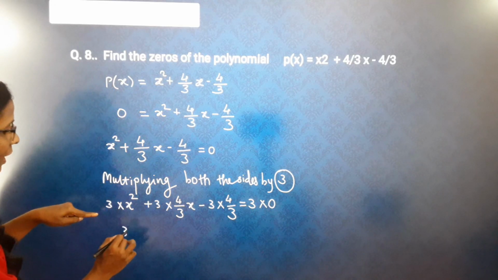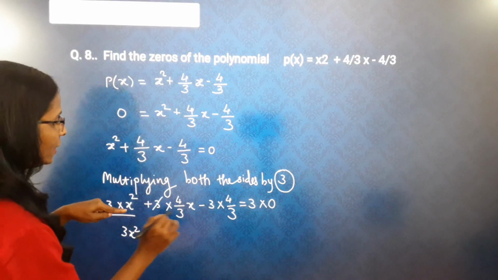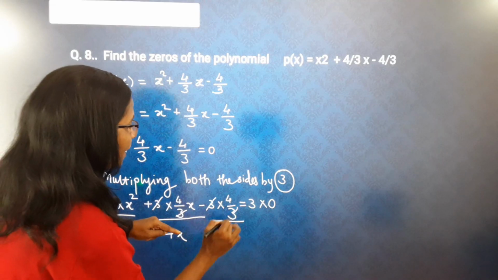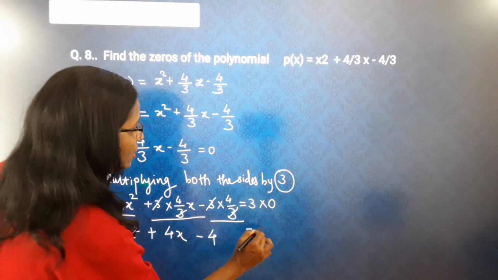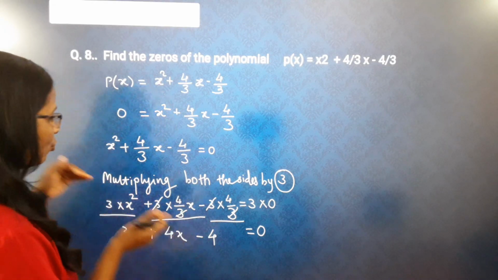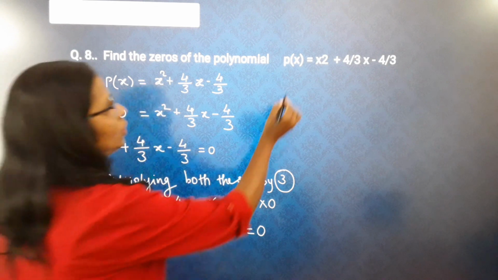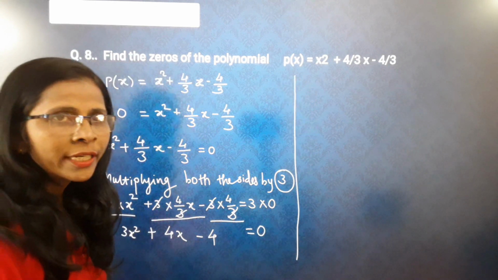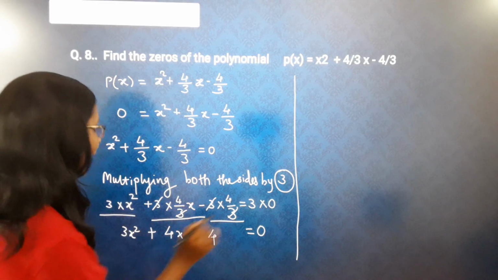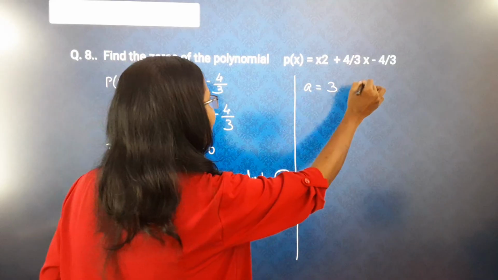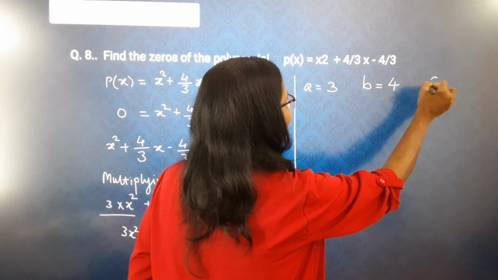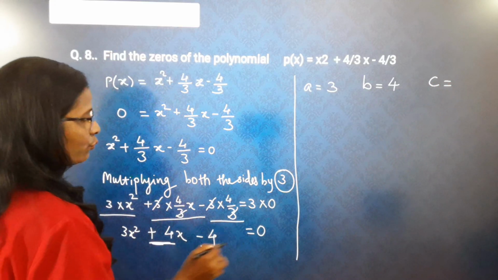So here 3x square, the 3 gets cancelled, so the answer is 4x, and here also the 3 gets cancelled, the answer is minus 4, which is equal to 0. So this is the simplest form of the quadratic equation. Now we compare this equation with the general form of the quadratic equation ax square plus bx plus c is equal to 0. Then we have a is equal to 3, b is equal to plus 4, and c is equal to minus 4, students.